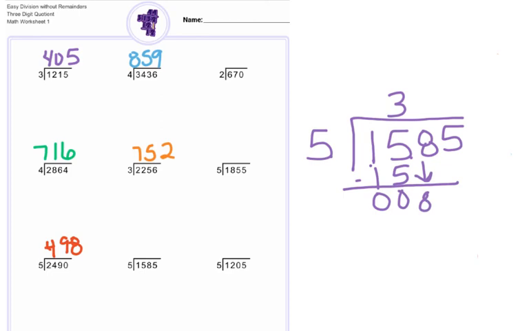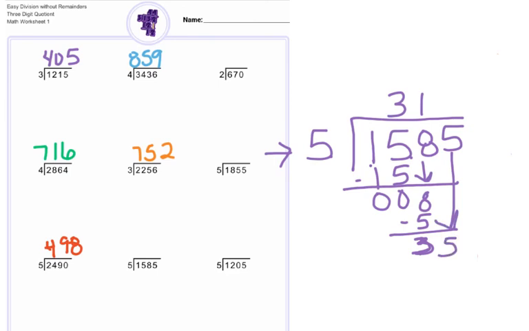So now we're going to bring down our 8. And we know that 5 can go into 8 1 time, and 8 minus 5 is equal to 3. And you can do your check just to make sure 3, what you're left over with, the 3 is less than the divisor, which is 5, and it is. So you can bring down your 5.